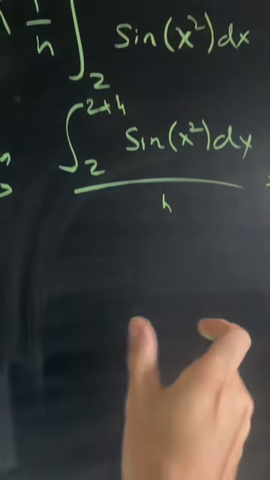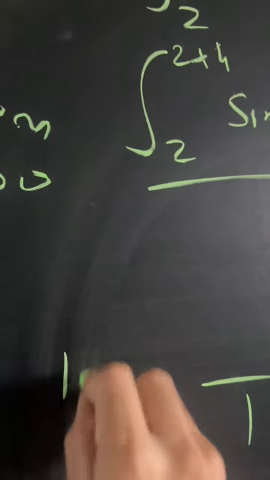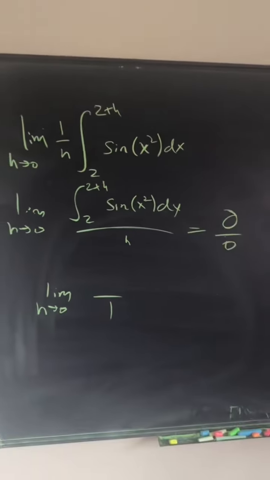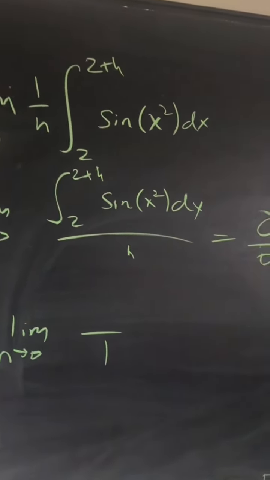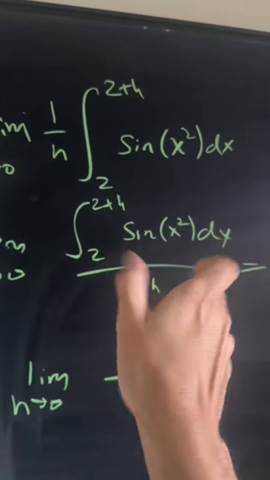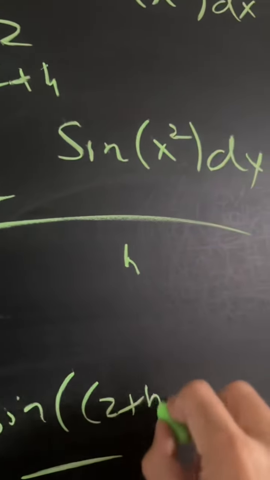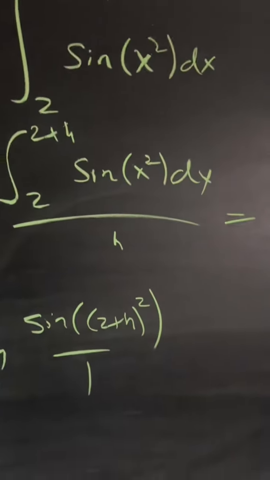Now on the bottom here, when we take the derivative with respect to h, we're just going to get 1. So that's going to be pretty simple. And on the top, we're just going to take the derivative of this integral here. So what we're going to go ahead and do is implement the second fundamental theorem of calculus. And that tells us that the derivative of this function here is going to be sine of (2 plus h) squared times the derivative of that value, which is just going to be 1, so we're good.